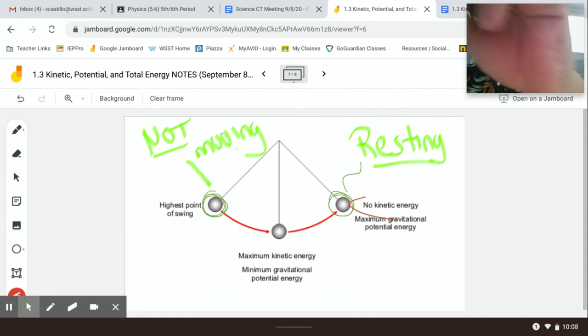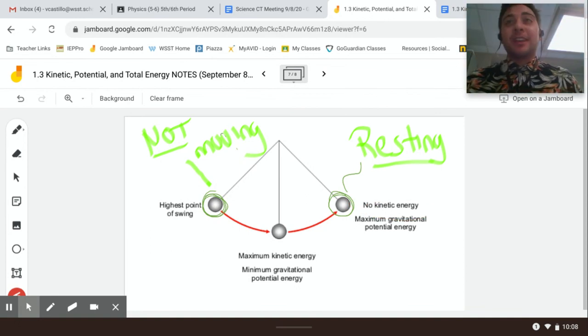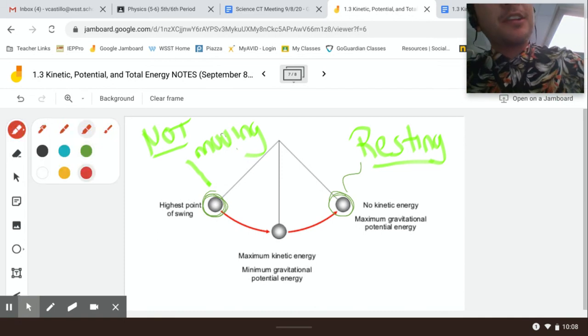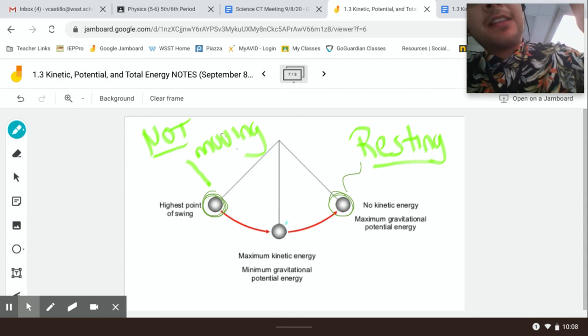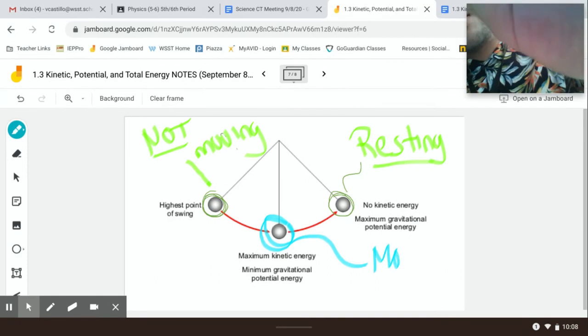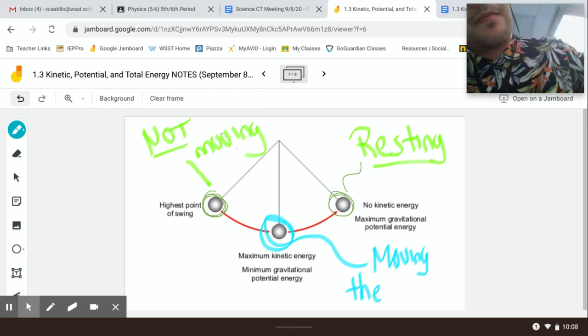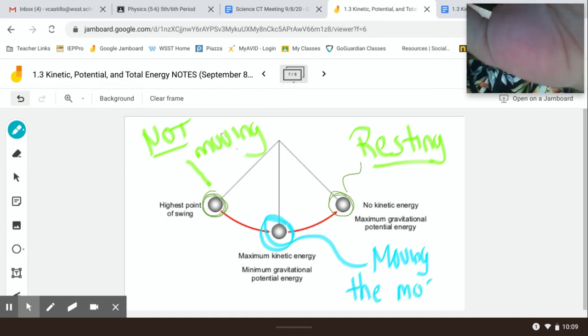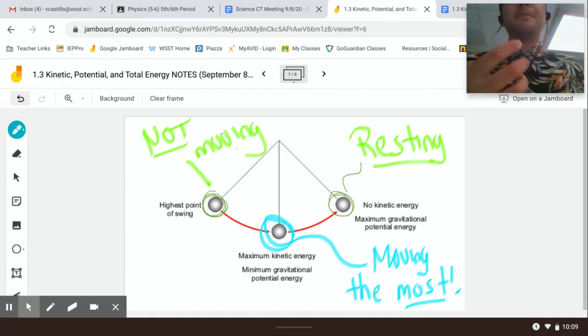Now that means that there's no kinetic energy because you're not moving. You're resting, so there's no kinetic energy, right? However, at the bottom part, right here, you have the highest kinetic energy. That's when it's moving the most. So at the lowest point, it is kinetic energy and it is moving the most. That means that at the lowest point, you are going the fastest.